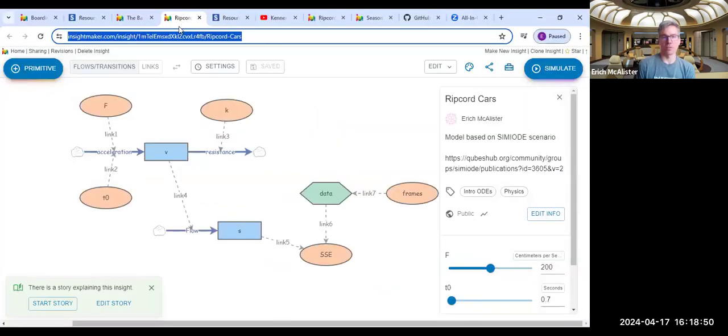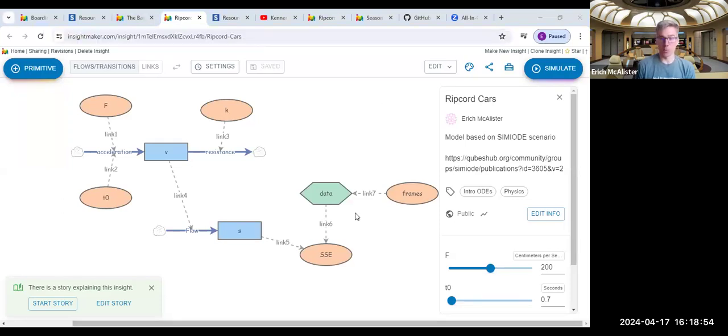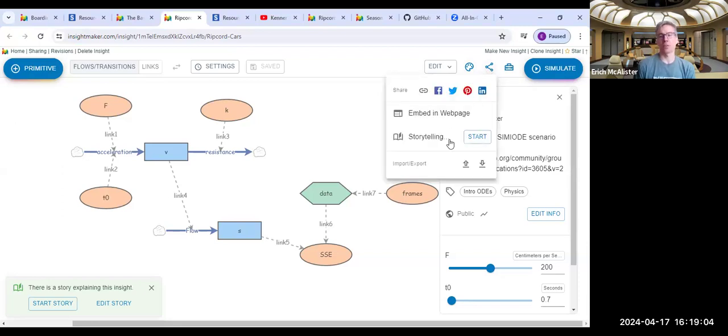But this is the one that I want. And so right now you're seeing the whole model. Okay, so this is the whole workflow of the thing. Up under Share, there's this thing called storytelling.